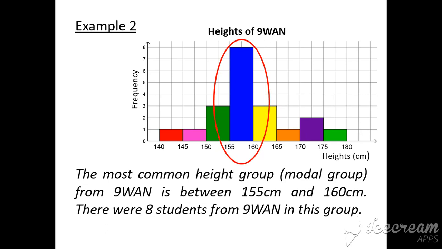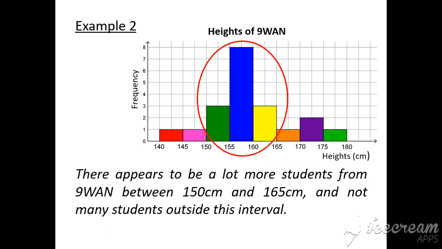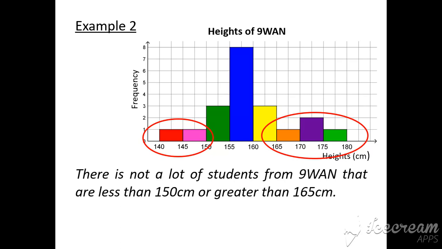Well, what else could you chat about? You might notice quite a few of the students are in this middle central region, and so you might make a comment about that. There appears to be a lot more students from 9WAN between 150 centimeters and 165 centimeters, and not many students outside this interval. And if you work the other way, you could say something like there's not a lot of students from 9WAN that are less than 150 centimeters or greater than 165 centimeters.